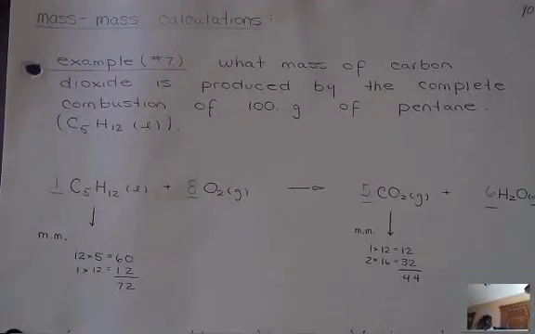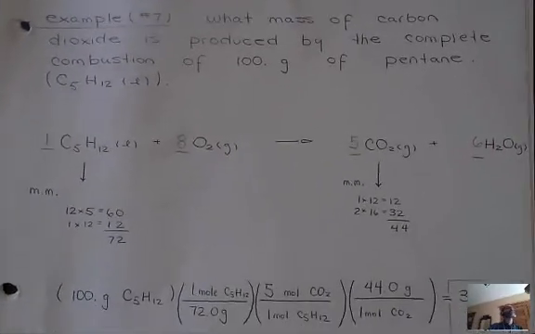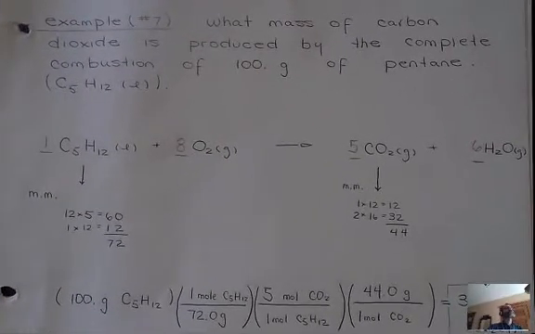So the next one is really the meat of this chapter, and that is doing mass to mass calculations. Based on a certain mass of reactant, how much product can be created, or based on a certain mass of reactant, how much other reactant will react with it. So let's take a look at this first example. This is example 7.